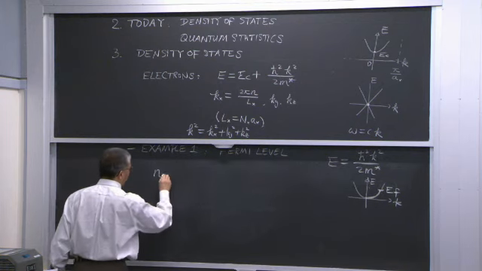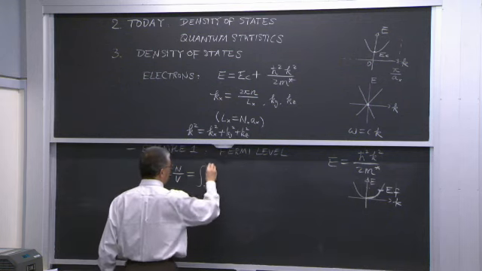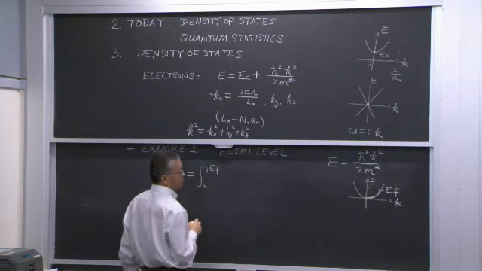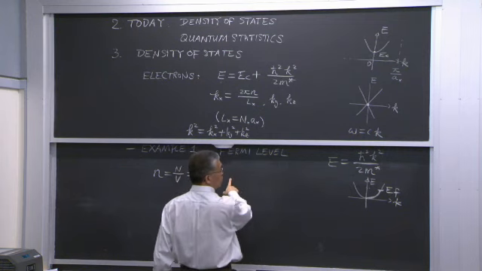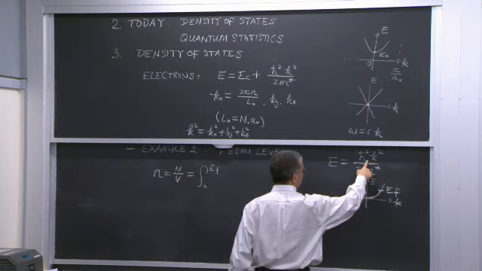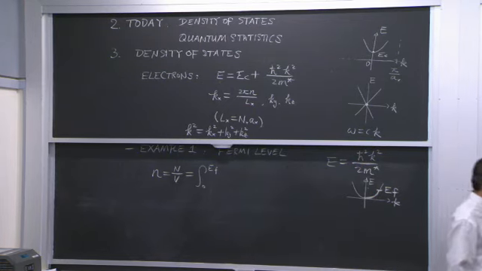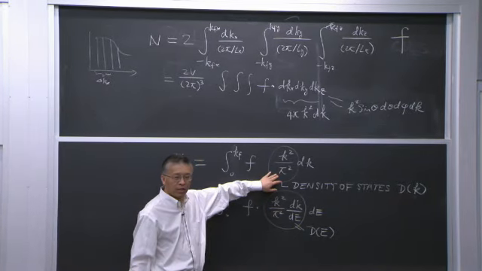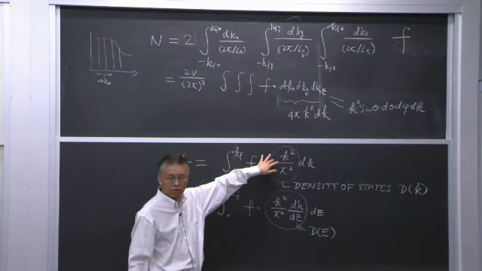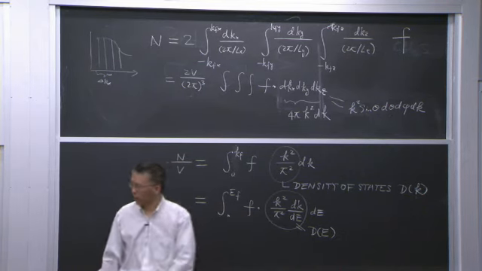So I have N over V equals the integral from 0 to EF of 1 times K squared. So what's my K squared? Now I need to convert it into E. This one is easy if I do it in terms of K, but I want to do it in terms of E.